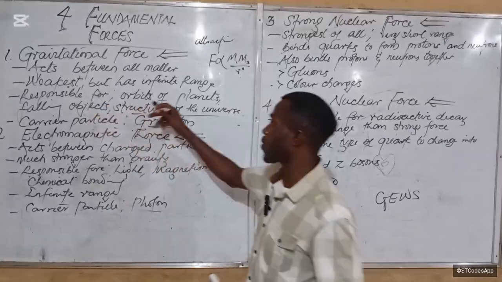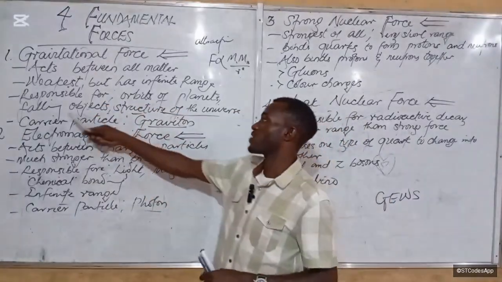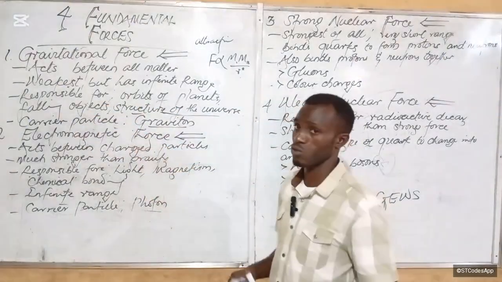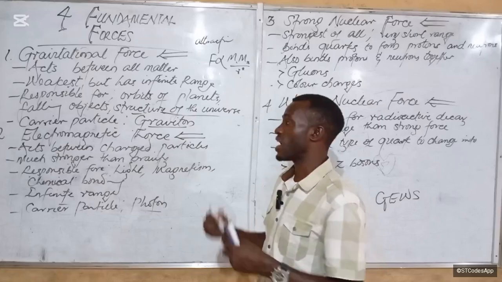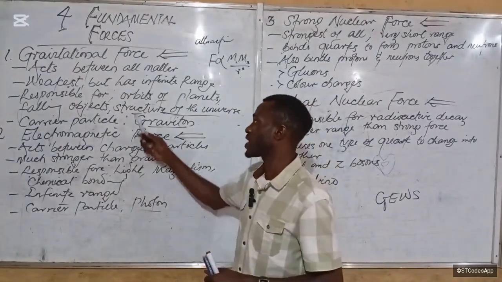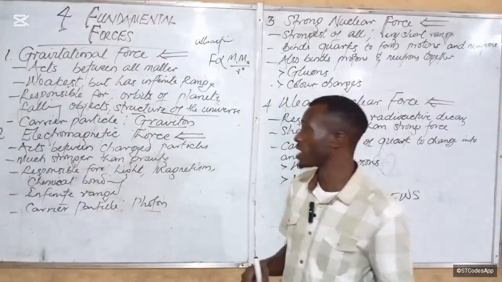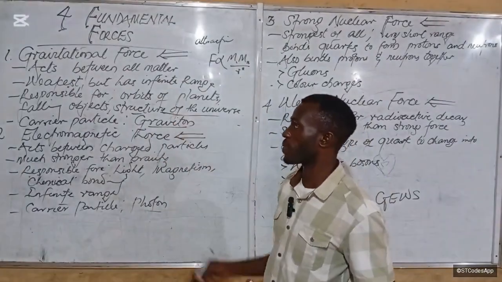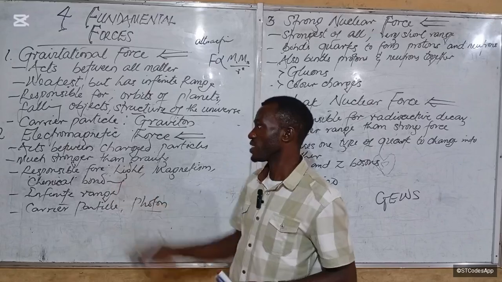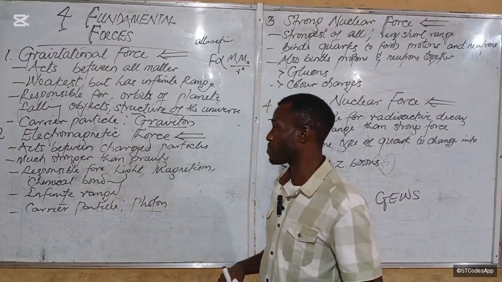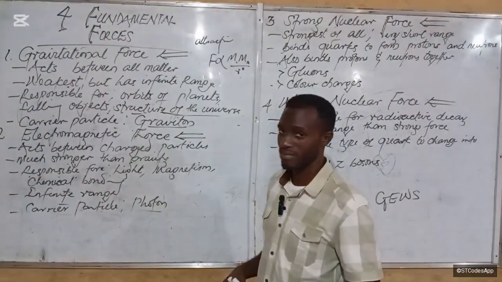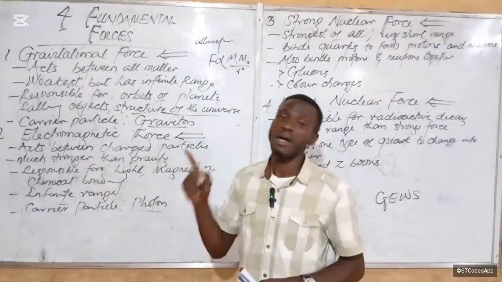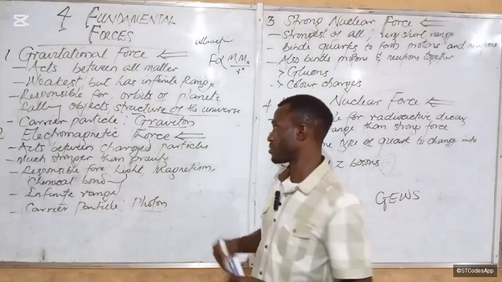Now, it is responsible for the orbits of the planets and falling objects. That is why if I throw this marker up, it comes down, because gravity acts on it. Exactly. Now, the structure of the universe, like I said, and the orbits of the planets. Then the carrier particle here is the graviton, even though that is hypothetical.